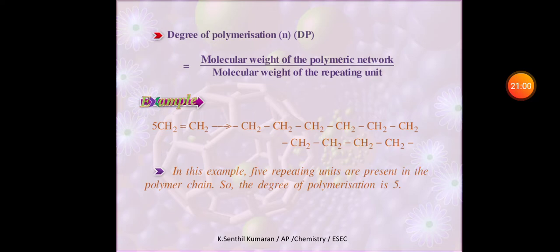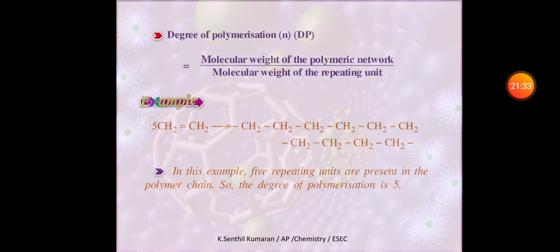So the degree of polymerization, N, equals the molecular weight of the polymeric network divided by the molecular weight of the repeating unit, or the molecular weight of the monomeric unit. Using this formula we can easily determine the degree of polymerization.